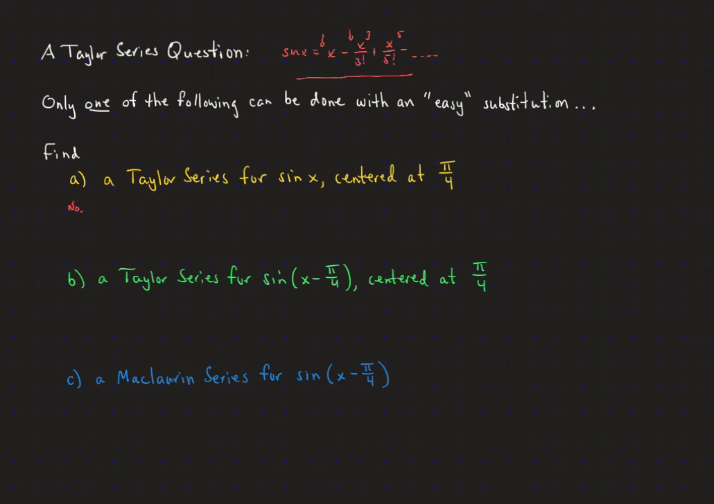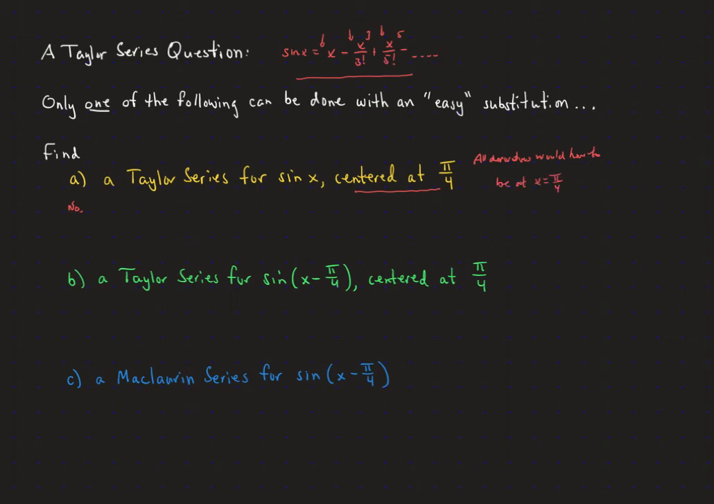because it's a Maclaurin series, we have powers of x, and these coefficients are all derivatives taken at 0. To be centered at pi over 4, we would need all of the derivatives to be taken at pi over 4. So I'm going to write that down. All derivatives would have to be at x equals pi over 4.